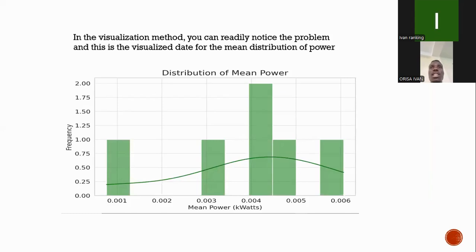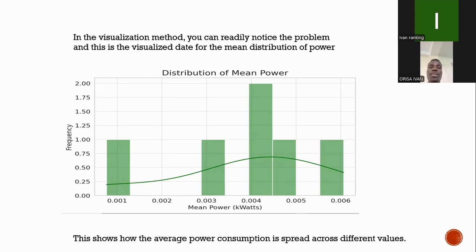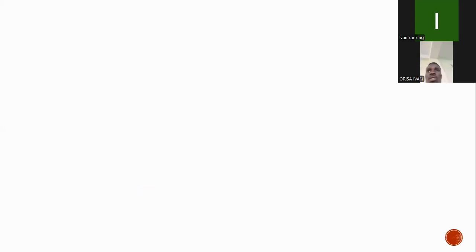So now we do some visualization of this data to make it easier for the model to interpret. As you can see, this is a graph of the distribution of mean power. It shows mean power in kilowatts against the frequency used at a particular time. So you can see the trend of how the power was used. And then it shows the average power consumption is spread across the different values.